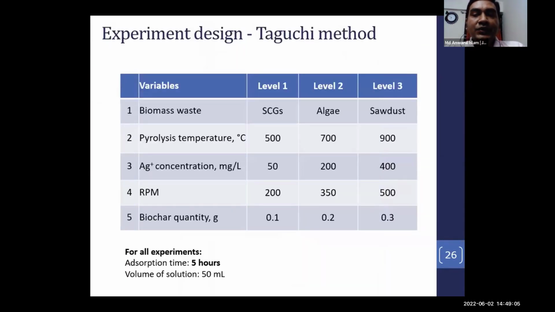Then I used the Taguchi method to reduce the number of experiments to understand the silver adsorption performance among all those nine different biochars. I changed five variables: the biomass type, pyrolysis temperature, silver concentration, RPM, and biochar quantity. I also checked three different levels, and every time I used 5 hours and 50 ml of solution.